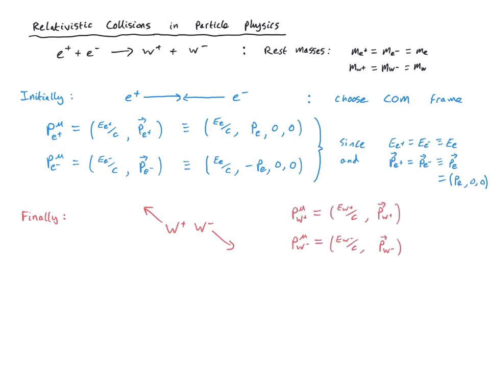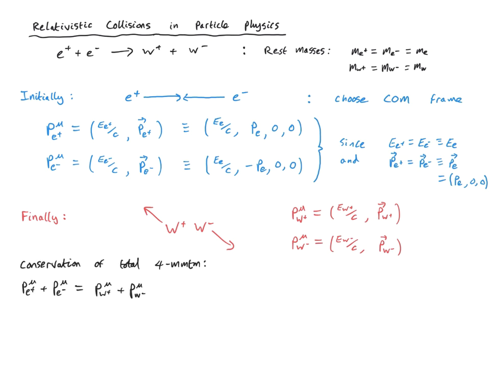Now we have the W plus and W minus bosons, which could be fired out at any arbitrary angle, and we write down that their relativistic 4-momenta, P^μ for the W plus and W minus particles, take this form, where I allow for any general energy E_W+ and E_W-, and any relativistic 3-momentum vector P_W+ and P_W-.